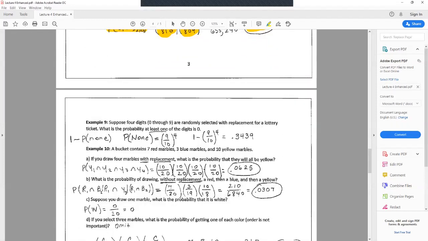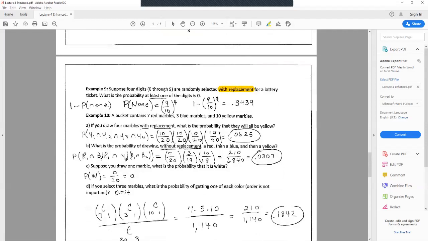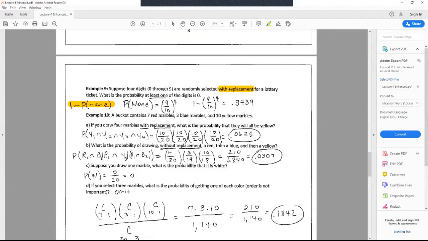Okay. Example 9. Suppose that 4 digits, 0 through 9, are randomly selected with replacement for a lottery ticket. Notice this is with replacement, so that's going to be independent. What is the probability that at least one of the digits is 0? Well, the probability of having at least one of the digits to be 0 is going to be 1 minus the probability that none of the digits are 0. And the probability that none of the digits are 0 is going to be 9 out of 10 to the power of 4. So where did I get the 9 from?